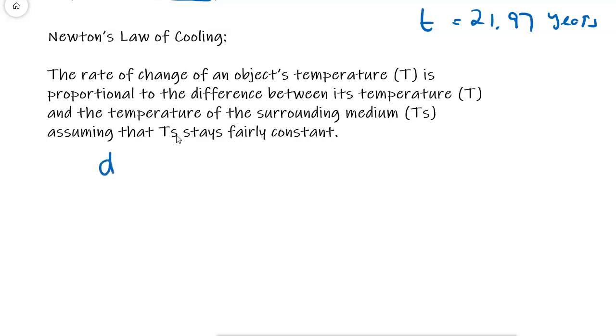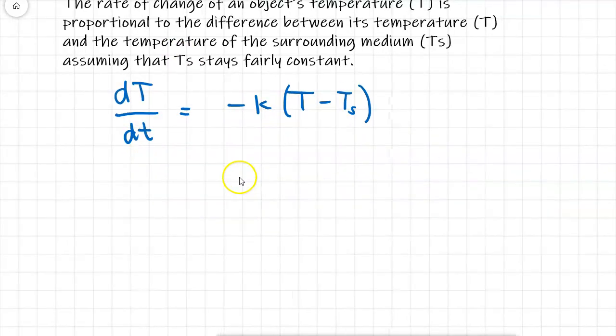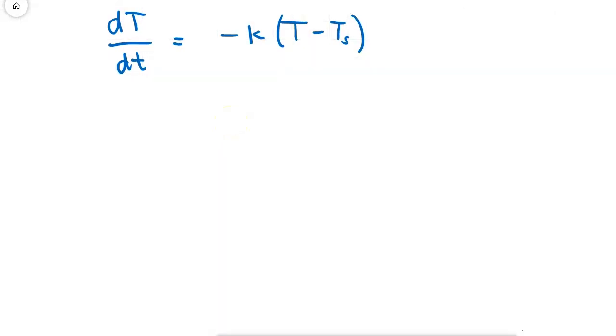So Newton's law of cooling, the formula looks like this. The rate of change of the temperature with respect to time is going to be the opposite of some constant, right, because it's cooling, times the difference between the temperature of the object and the temperature of the surrounding medium. This one is a lot easier to solve than that differential equation that we had for logistic growth before. Because here, if I separate my variables, I'll end up with dT over T minus T sub s on one side, and on the other side, a negative k dt.